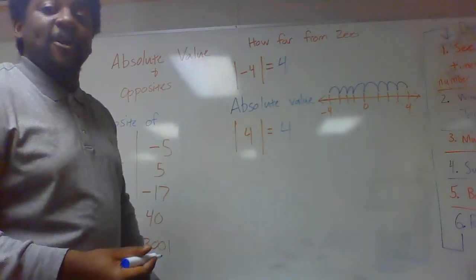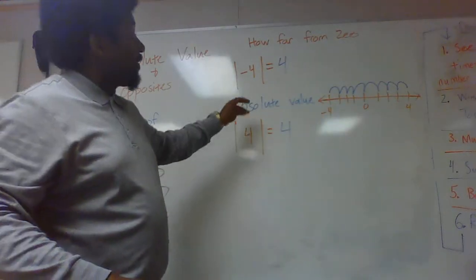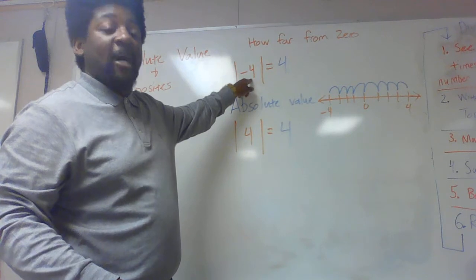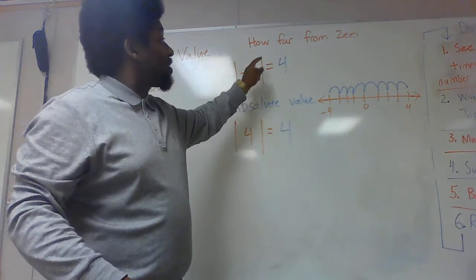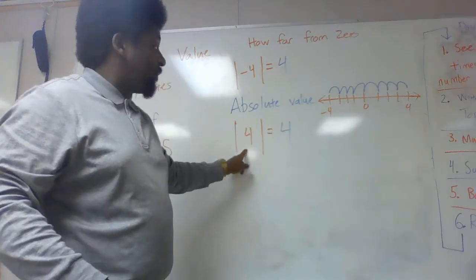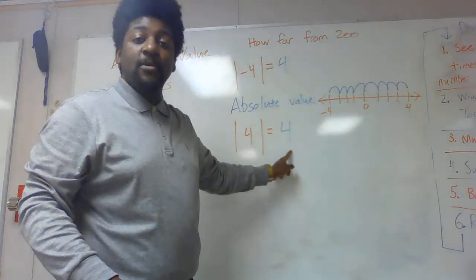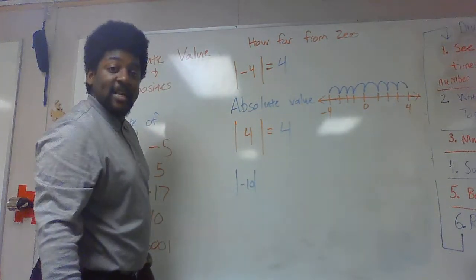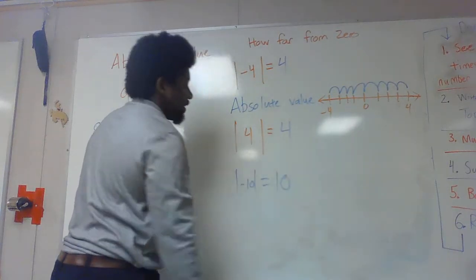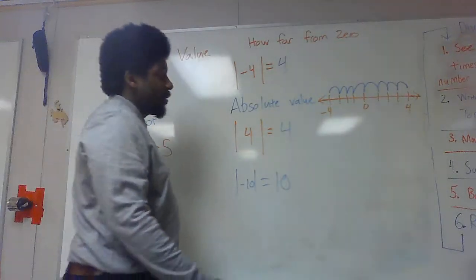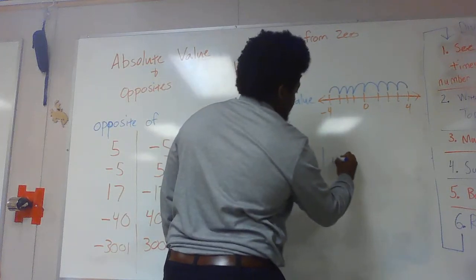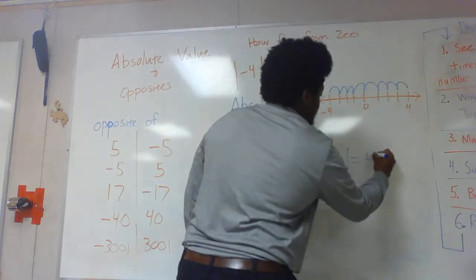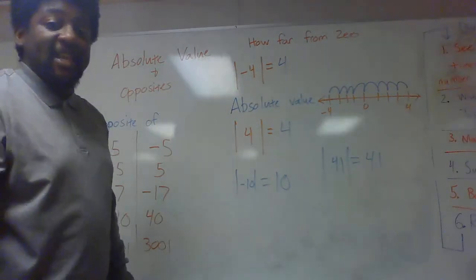You will never get a negative number for your absolute value. You can have a negative number inside, but the space that number is from 0 is going to be the positive version of that number. Negative 4 is 4 spaces from 0. Positive 4 is 4 spaces from 0. The absolute value of negative 10 is 10 spaces from 0. One last example, the absolute value of 41. 41 is 41 spaces from 0. So that is the absolute value of that number.